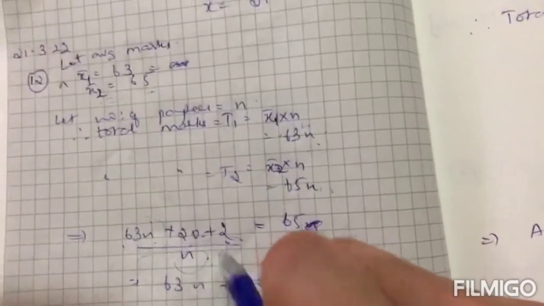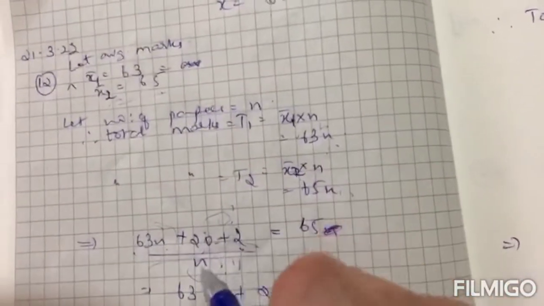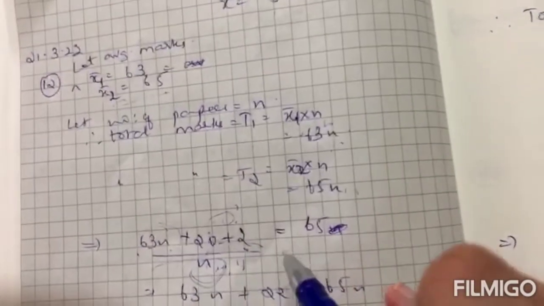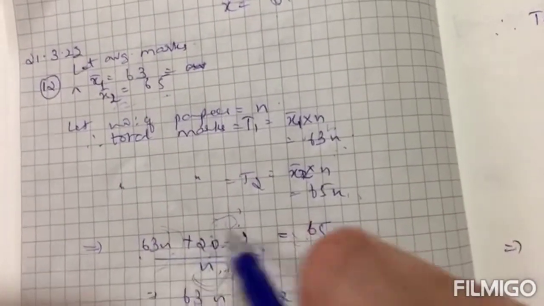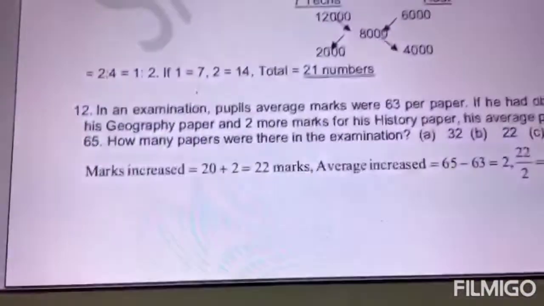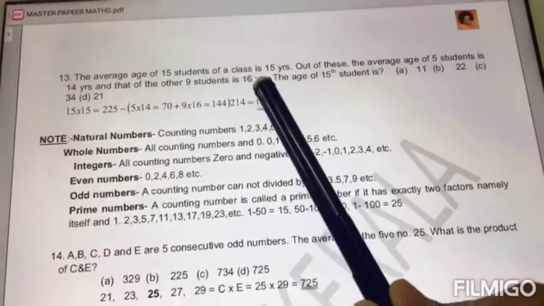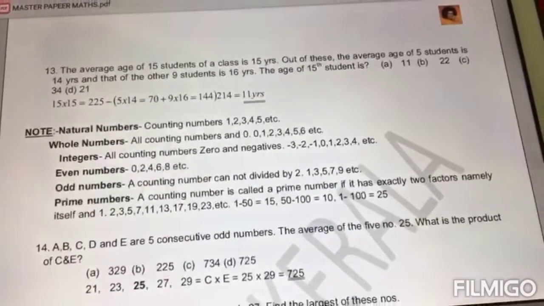They remain the same. They are only saying that the marks for geography and history have increased. So total number of papers remains the same, and this whole thing is equal to the new average of 65. Solve for n, you will get n is equal to 11 papers. Is it right? It is right. Okay, number 13. The average age of 15 students of a class is 15 years.